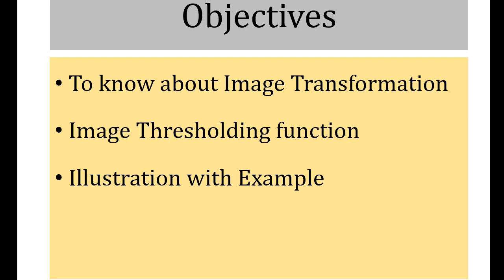So these are the objectives of the lecture. The first objective that I am going to cover is to know about image transformation. In this I would like to explain what exactly is meant by image transformation, in which I will explain the 2D image transformation function. Then the second objective of this lecture is to know the basic function of image thresholding. What is the basic graph, the basic function that we use for thresholding purposes, I would like to explain in the second objective. And in the third objective I would like to illustrate the thresholding function with the help of various examples.